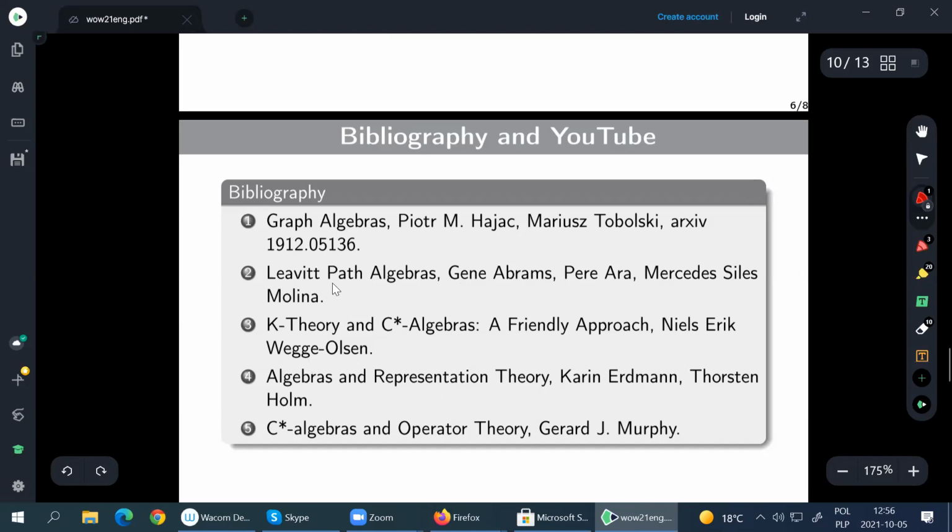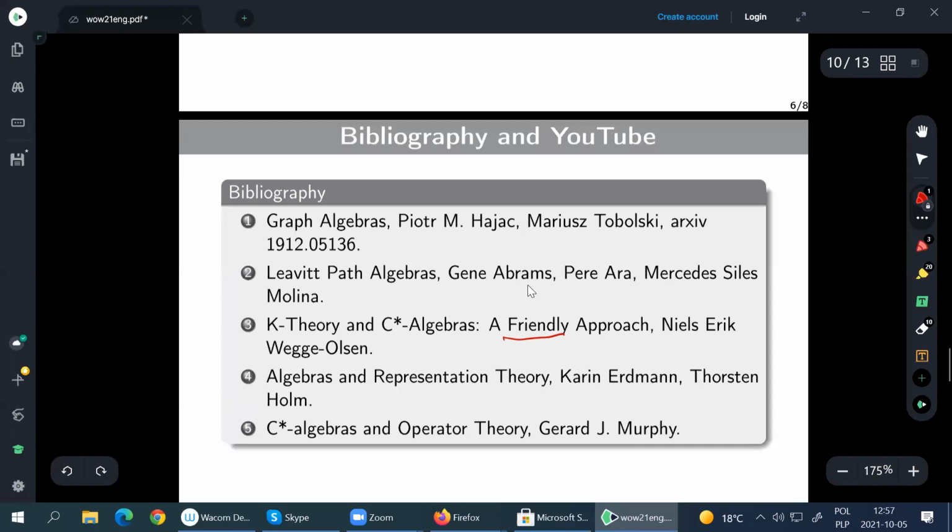Then if you want to understand K-theory, there is a beautiful book by Wegge-Olsen. I think he's Danish. And it's a friendly approach to the K-theory of C-star algebras. Indeed, this book is a very friendly approach to the K-theory of C-star algebras, but it's a long book. It's a long book, but then it's really like written for high school children. So that's kind of funny because this is a very difficult and complicated topic, but this adjective friendly approach is not a lie. This is true. It's not just an advertising gimmick.